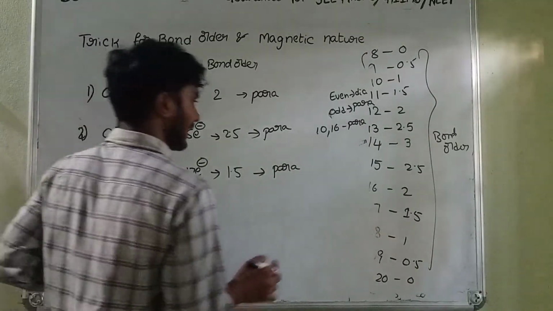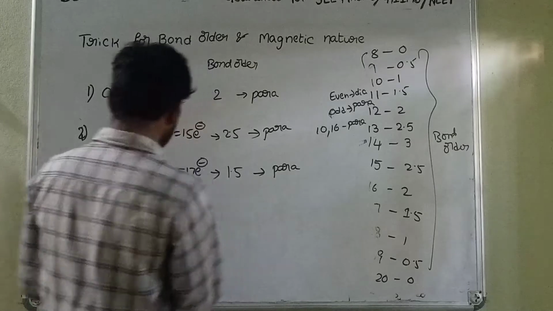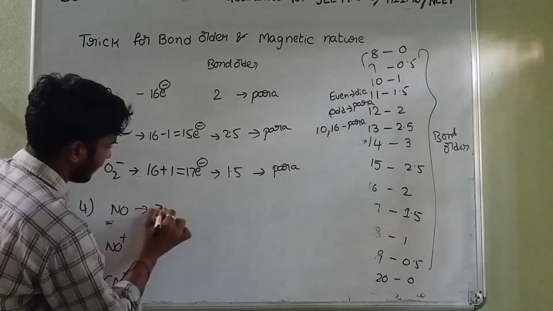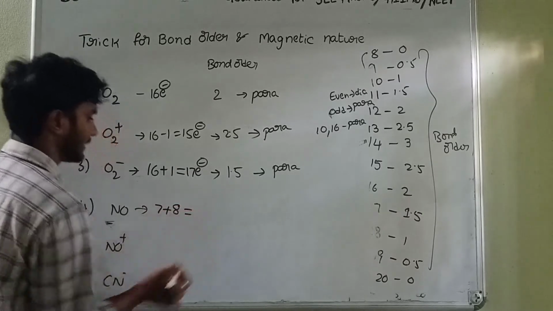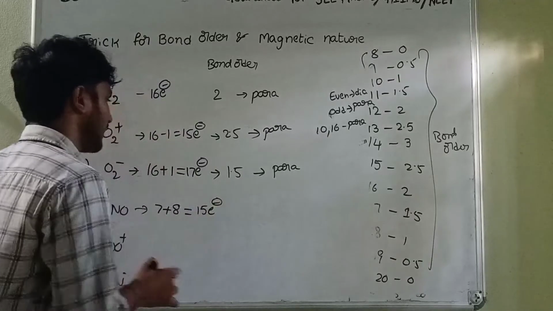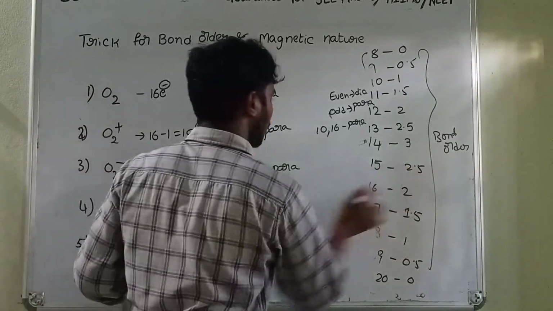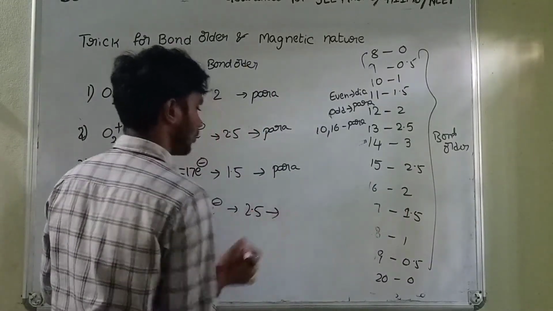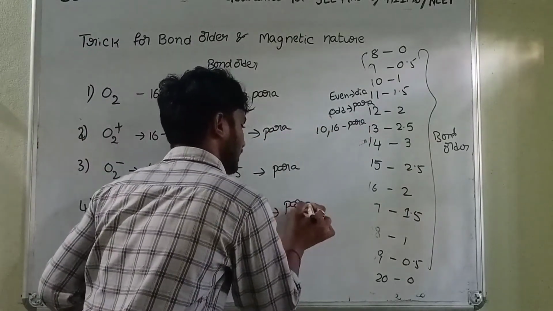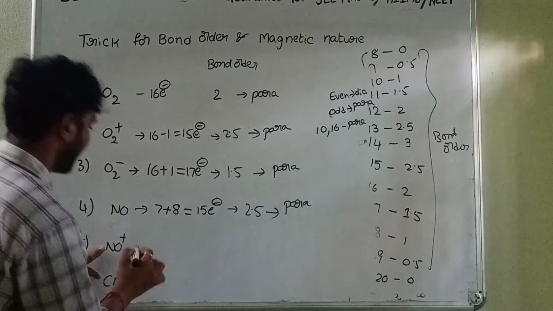NO means nitrogen 7 plus oxygen 8, that is 15 electrons. 15 electrons means bond order 2.5, and it is an odd number, so it shows paramagnetic nature.